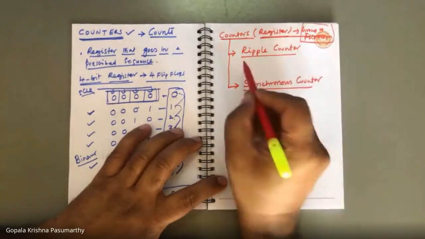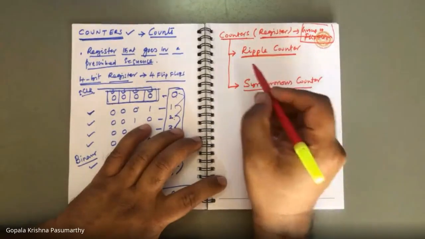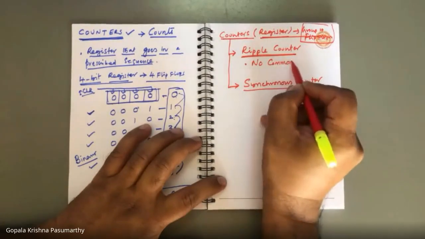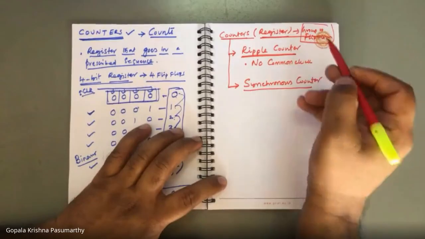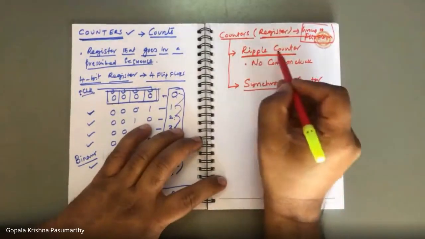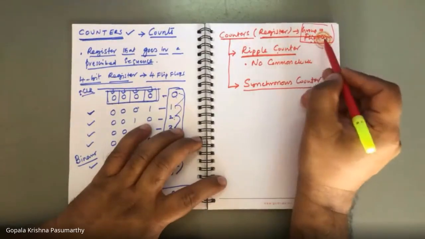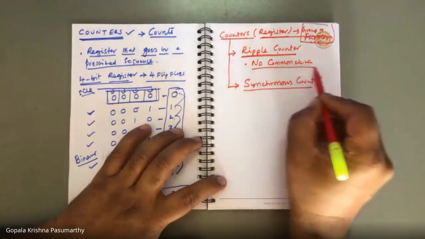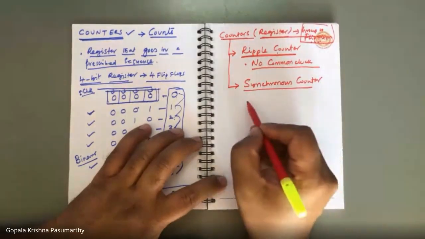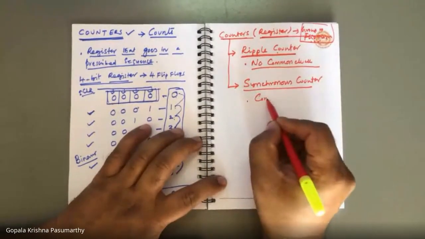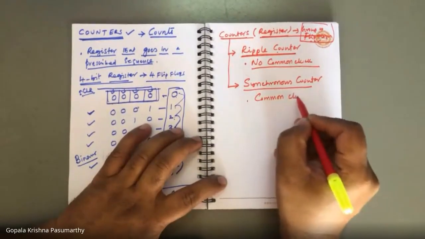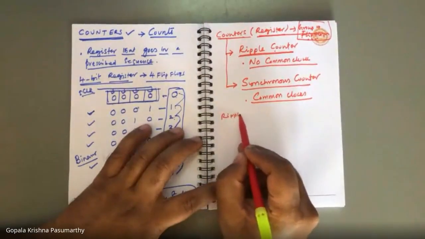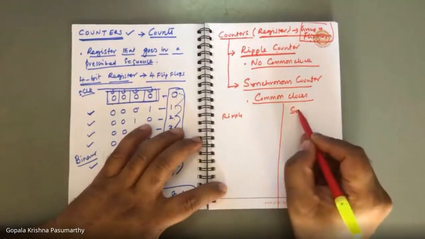So what do you mean by ripple counter? A ripple counter is a counter where there is no common clock. See here, in a ripple counter we have a group of flip-flops. Every flip-flop has a clock. If the clocks are not a common clock, we call it a ripple counter. Whereas in synchronous counters, we will have a common clock. I will show you an example of ripple and an example of synchronous counters.